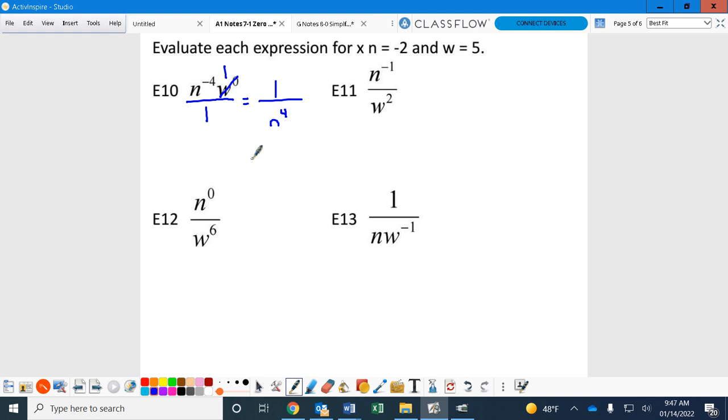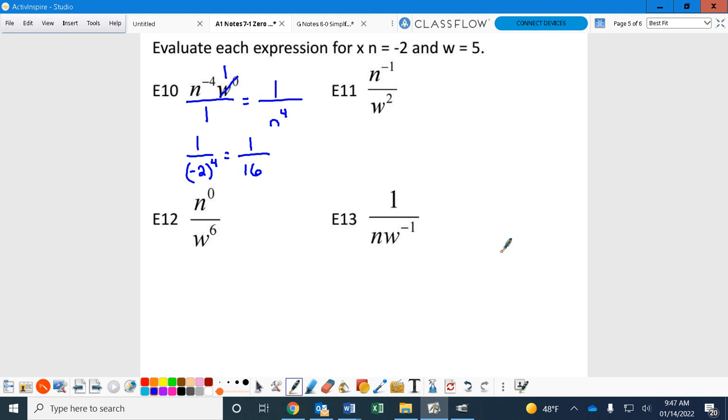Okay, so let's plug it in. It'd be 1 over, what is n? -2. So -2 to the 4th. Okay, guys. Grab your calculators. Let's see if we can type this. So it'd be 2 negative power button 4 equals. I'll say it again. 2 negative power button 4 equals. What does that give you? 16? There you go. 1 over 16 is our answer.